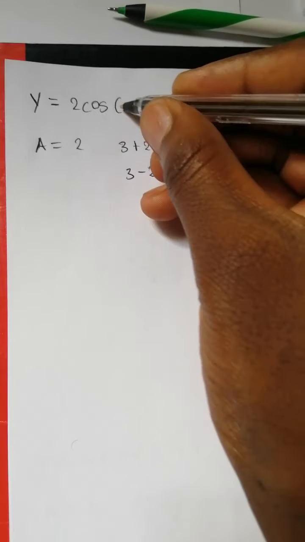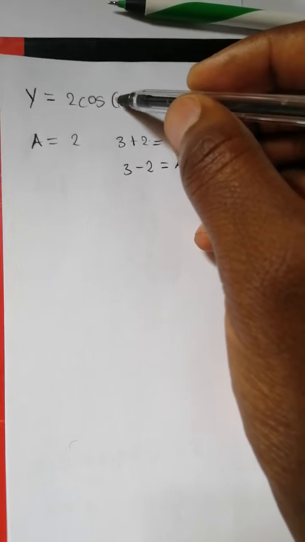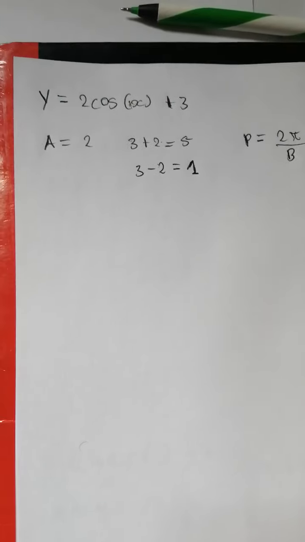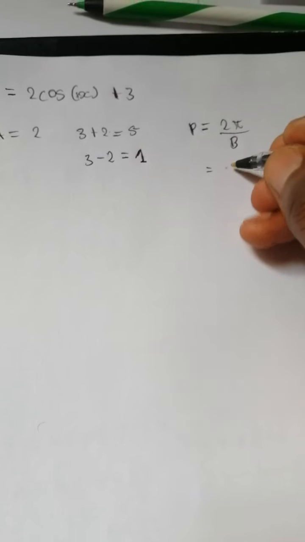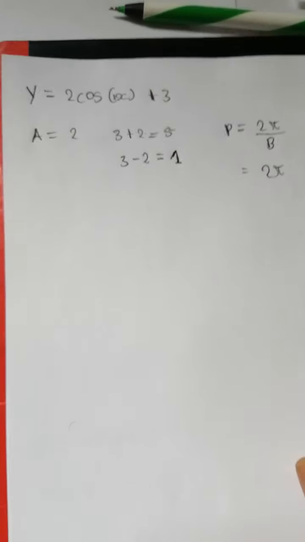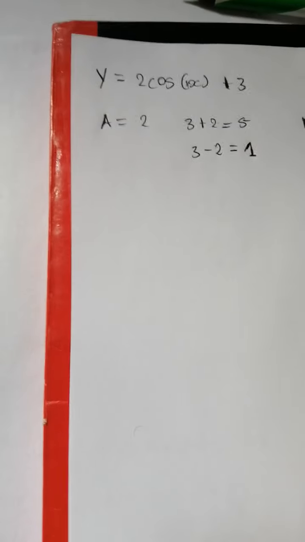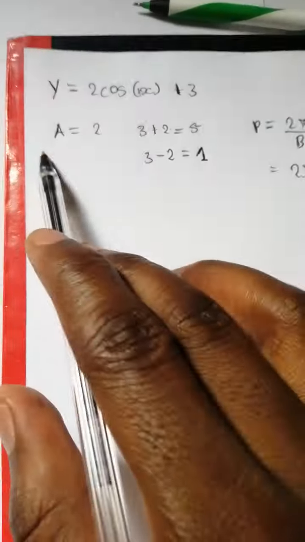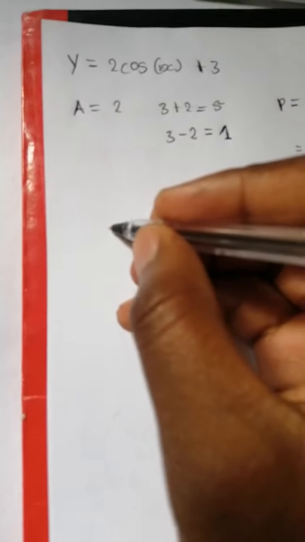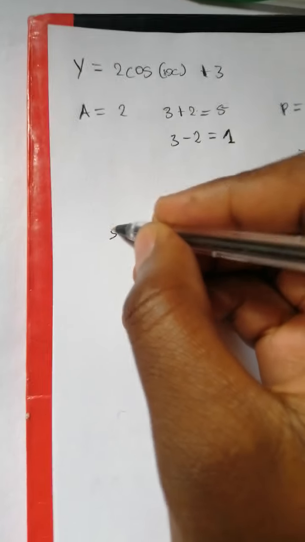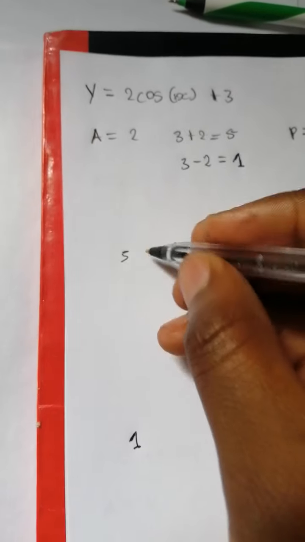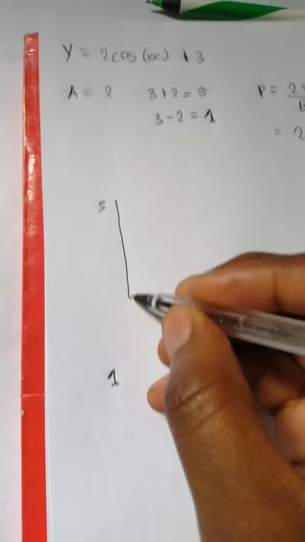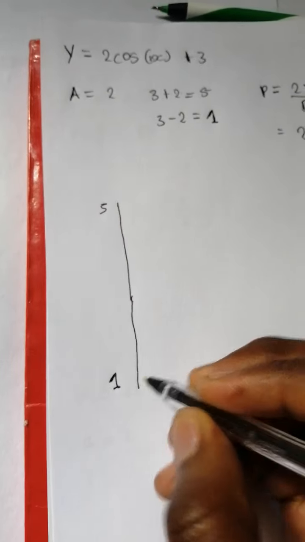We know that the coefficient of x here is 1, so it will be 2 pi over 1, which is just 2 pi. So that's our period. So we have the upper limit, the lower limit, the amplitude, and the period. So let's go ahead and graph this. The upper limit is 5, and the lower limit is positive 1, like that. So our graph will be like this.